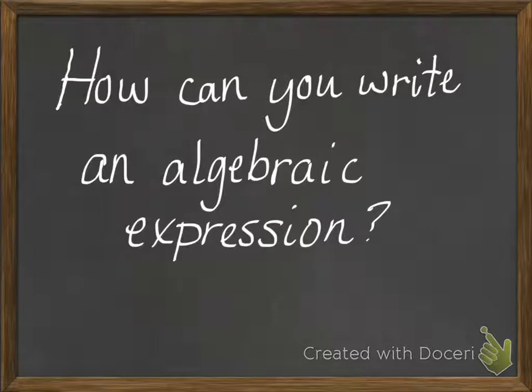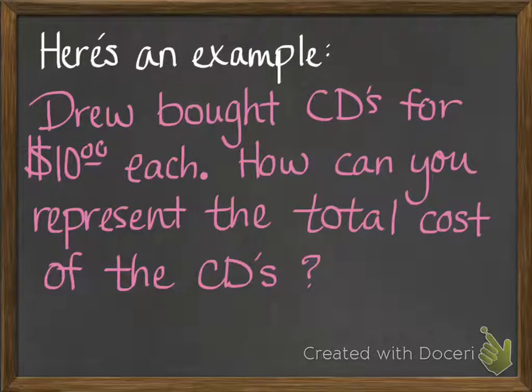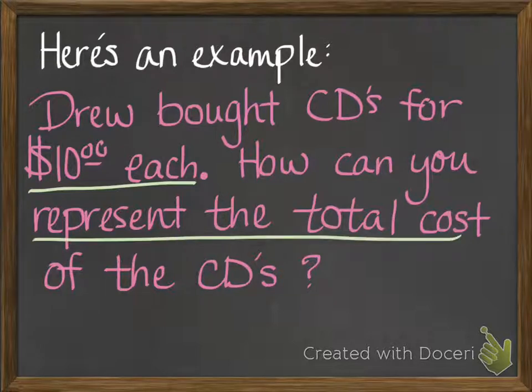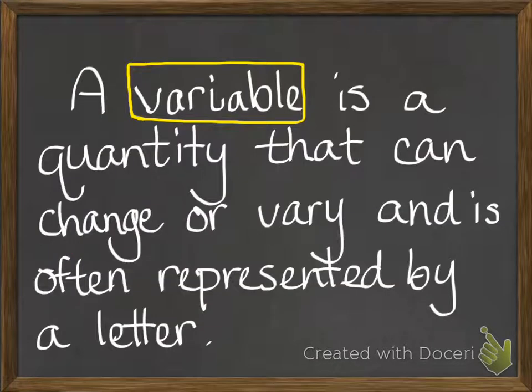So how can you write an algebraic expression? That is our big question for today. How are we going to be able to write these algebraic expressions, which is what algebra is? Well, here's an example. Drew bought CDs for $10 each. How can you represent the total cost of the CDs? We know that the CDs cost $10 each, and we're trying to represent the total cost. We don't know how many he bought, we just know that he bought them for $10 each. And if we made a chart, then we would know. We'll do that in just a second.